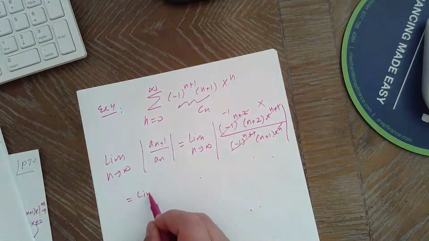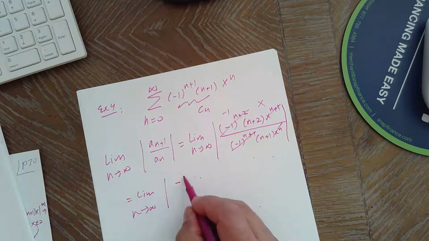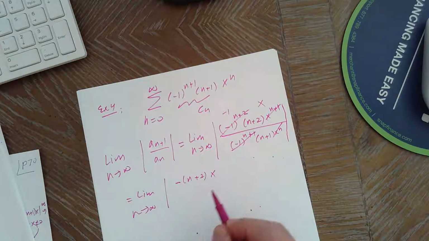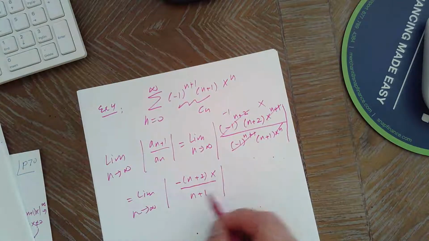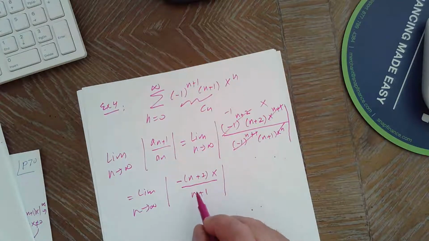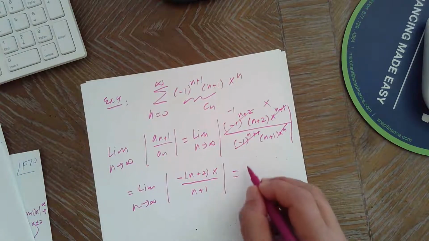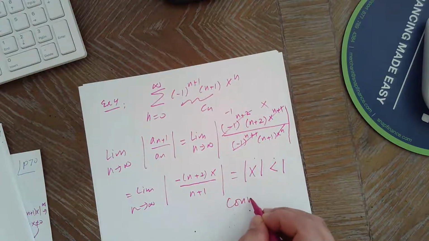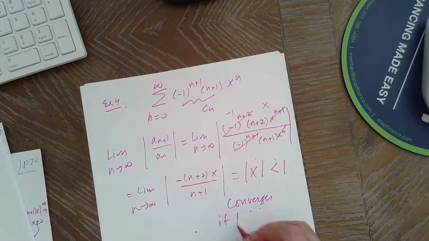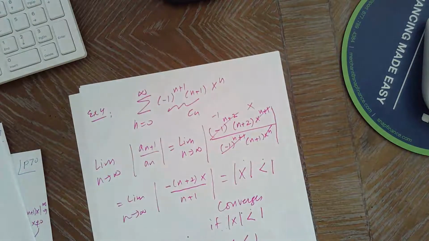So it's the limit as n goes to infinity of negative n plus 2 times x over n plus 1. As n goes to infinity, n plus 2 over n plus 1 is 1. The absolute value of negative x is the absolute value of x. So it converges if the absolute value of x is less than 1, x is between negative 1 and 1. Again, the radius of convergence is 1.